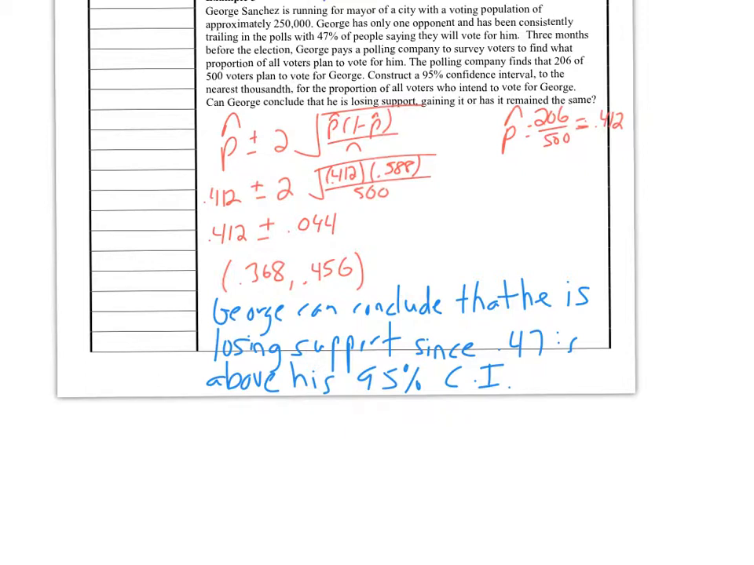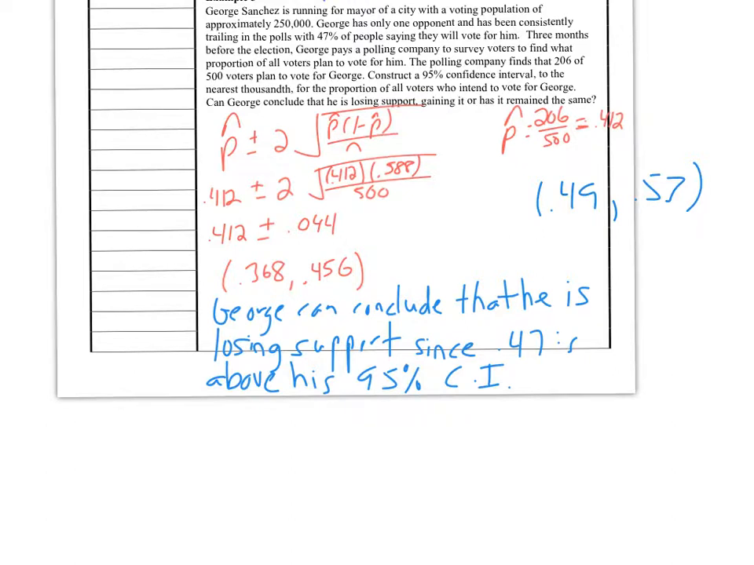Gaining momentum, and he's probably going to win the race. Well, since 0.47 was the old number, we would need the interval to be completely above 0.47. So if the interval was completely above, say from 0.49 up to, I don't know, 0.53, we could say that it's gone up because 0.47 is now below the interval.